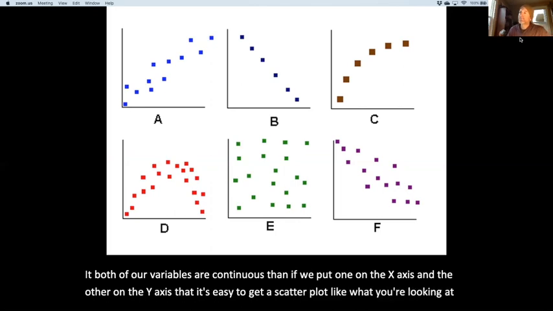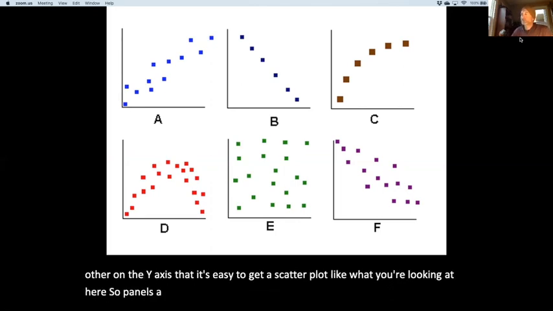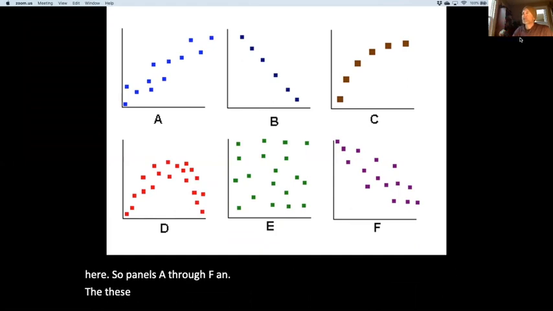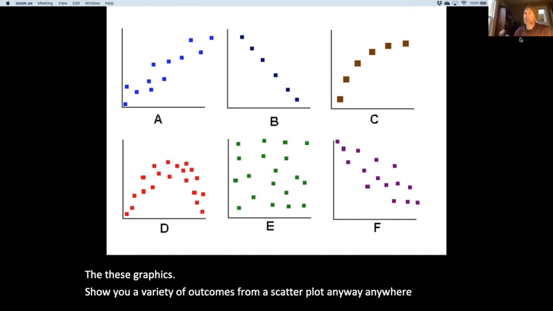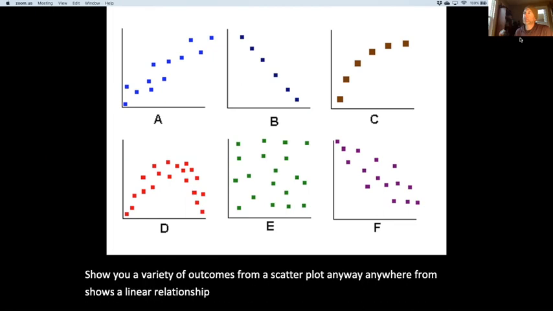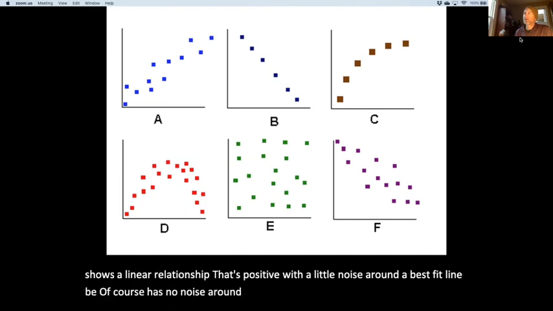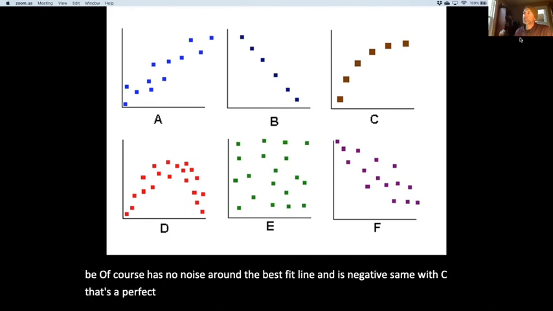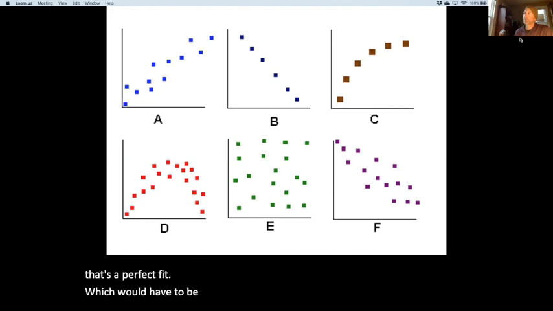So panels A through F in these graphics show you a variety of outcomes from a scatter plot. A shows a linear relationship that's positive with a little noise around a best fit line. B, of course, has no noise around a best fit line and is negative. Same with C, that's a perfect fit, which would have to be made up data really in almost both those cases.